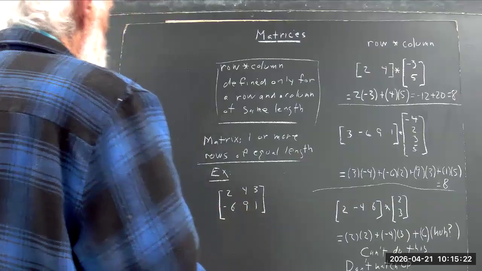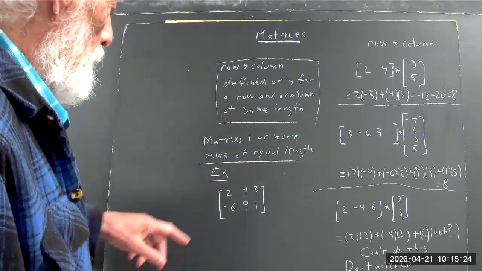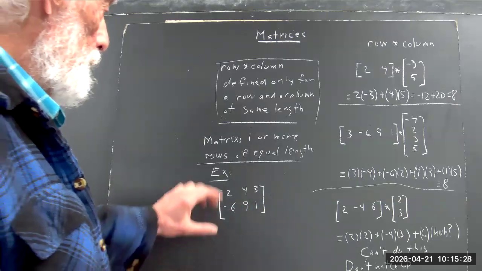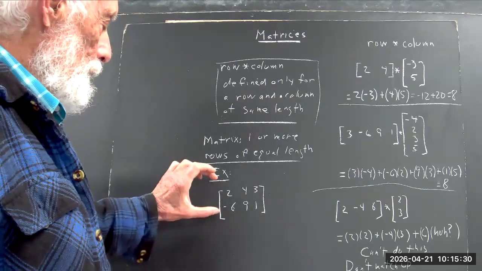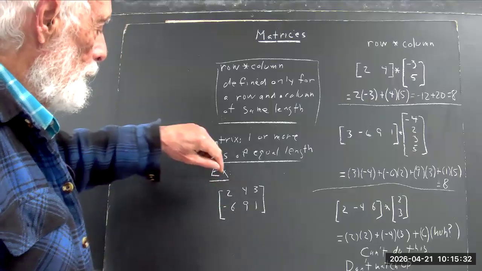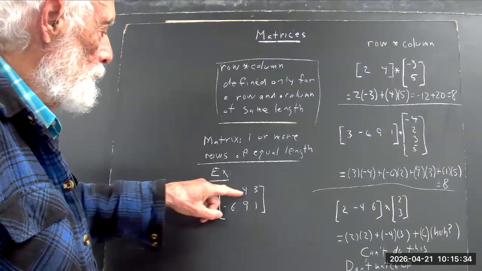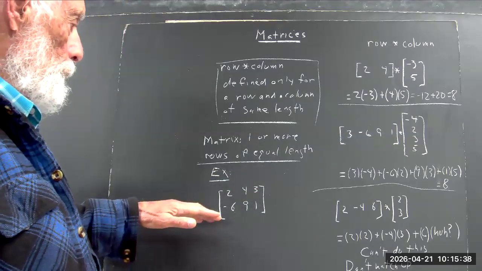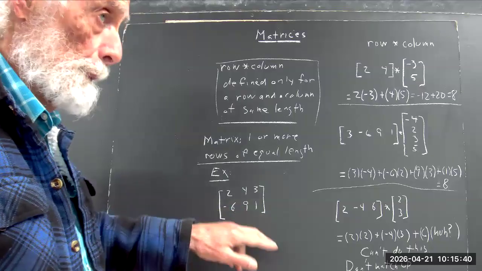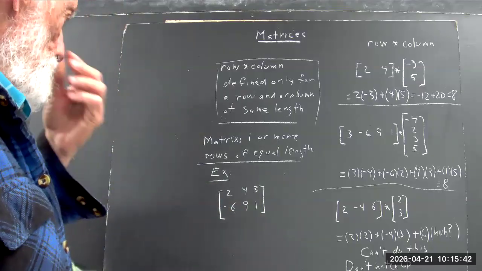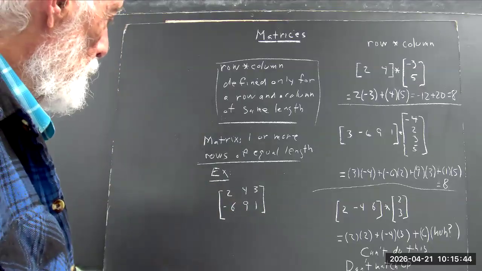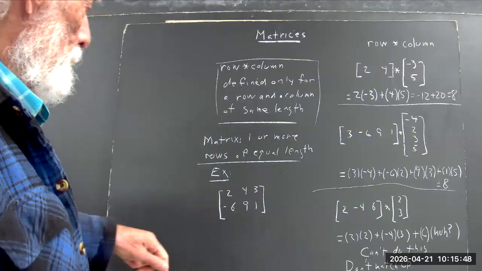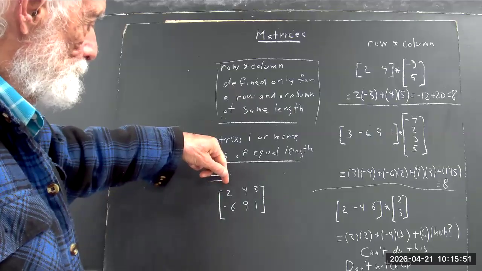Here's a matrix. It has a bracket on the left, a bracket on the right, and the bracket is high enough that it covers both rows. We have a row consisting of 2, 4, 3 at the top, and under that, a row consisting of -6, 9, 1. So that's a matrix with 2 rows and 3 columns.